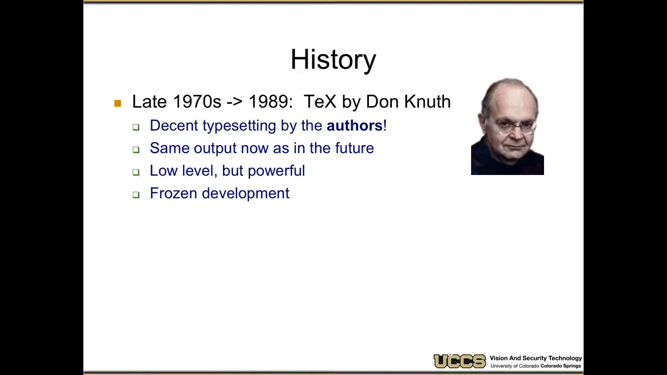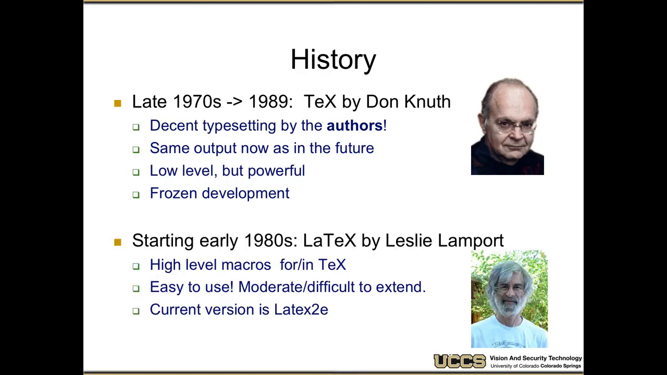Knuth invented this in the 70s and kept developing it through '89. He really wanted decent typesetting by the authors, really pushed the idea that scientists publish their own papers. The same output now as in the future, so things didn't change a lot. Low level but powerful, and sort of frozen in development. Knuth stopped working on it. He actually had a bug bounty for a while. You could get paid if you could find a bug, but it's actually a pretty small and compact program.